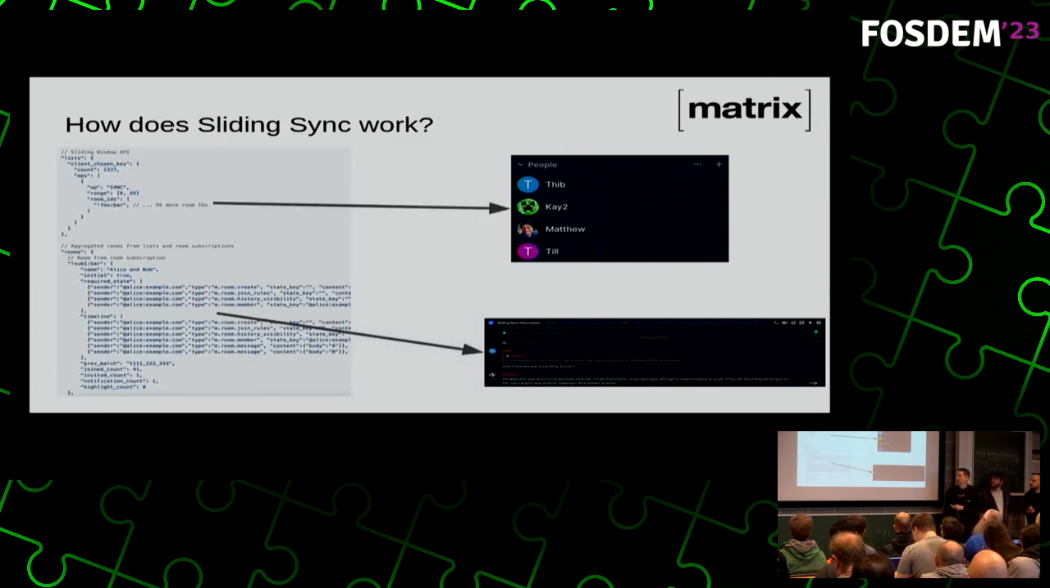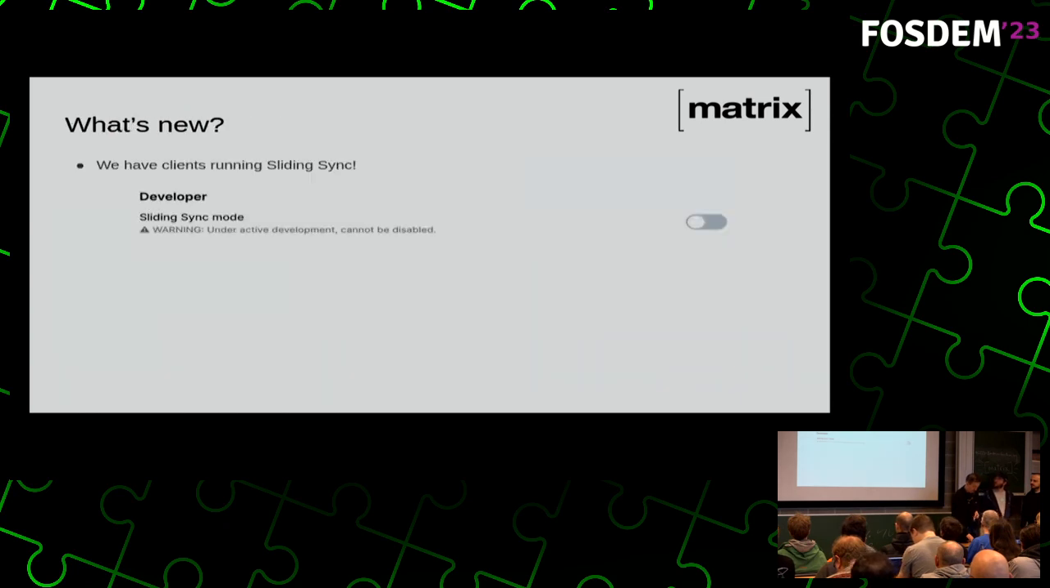The response is very similar as well. So you have a lists object here, and then you get a list of room IDs that are used to populate the correct ordering here. And then you also have a top-level rooms object, and that's just a key value map where the keys are the room IDs, and then the values are all the data that you requested. So these all get aggregated together, which I will speak about a bit later.